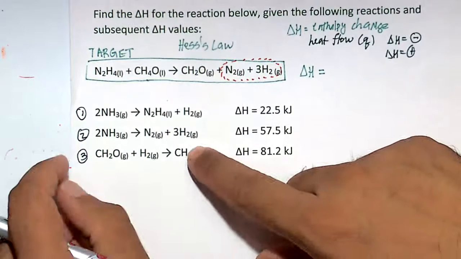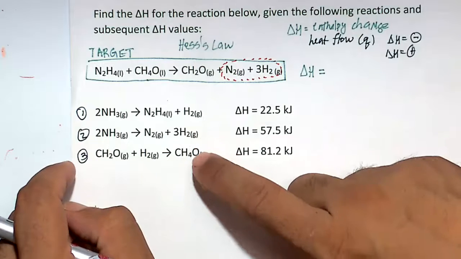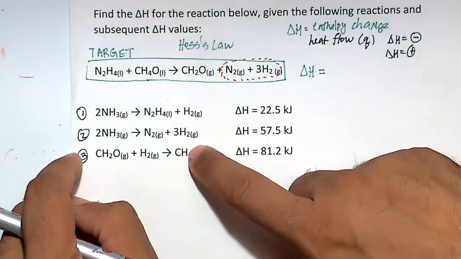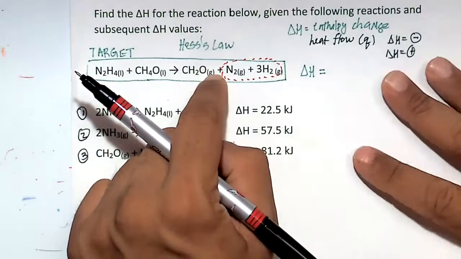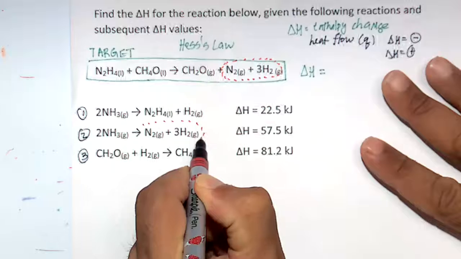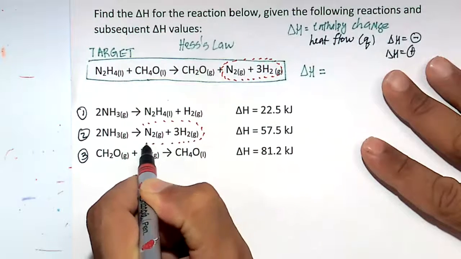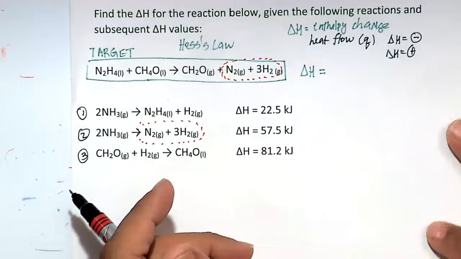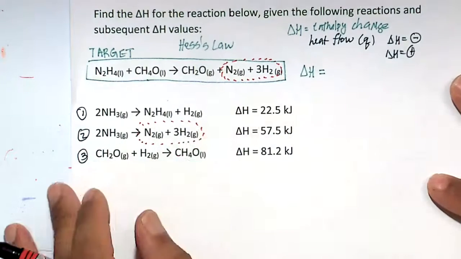Let me bring your attention now to reaction 2. In reaction 2, the N2 and the 3H2 are also on the product side, is it not so? So I think that's good. We're going to have to manipulate these three equations that we know the delta H of.